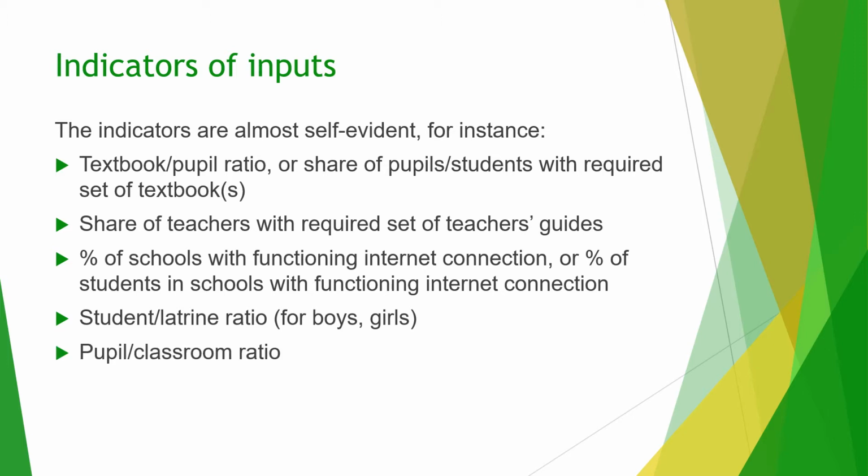Pupil classroom ratios are a popular indicator because they allow us to see, to some extent, to appreciate the comfort of a student and a pupil in the classroom. We do not want classrooms to be overcrowded. Other similar indicators would be, for instance, the square feet per pupil in the school, which is similar to the pupil classroom ratio, but maybe a bit more precise.